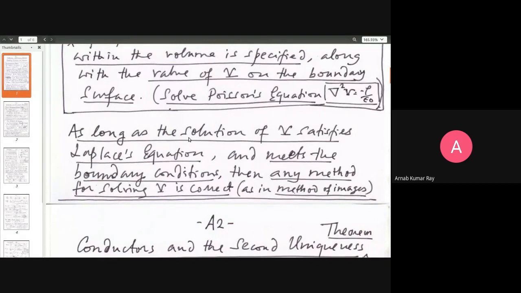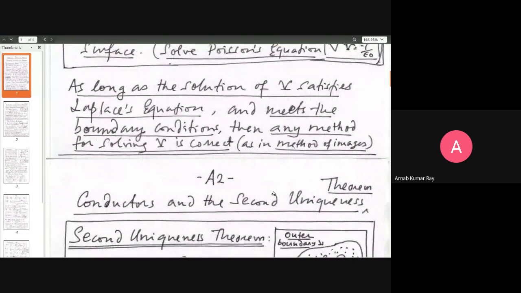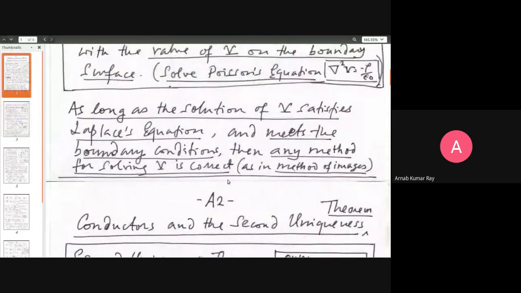As long as the solution of V satisfies Laplace's equation or Poisson's equation and meets the boundary condition, it doesn't matter how you solve for V, because V in any case for those boundary conditions will be the same. And so we will avoid solving Laplace's equation and we will do this as we do in the method of images. We shall get to that soon enough. But before that, I will just touch upon the second uniqueness theorem.